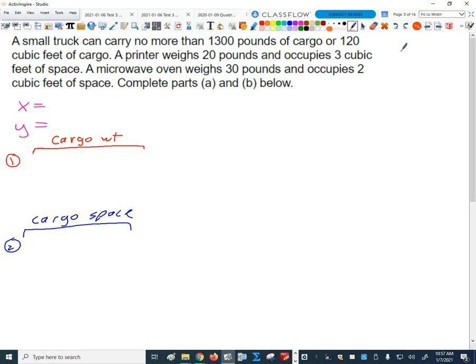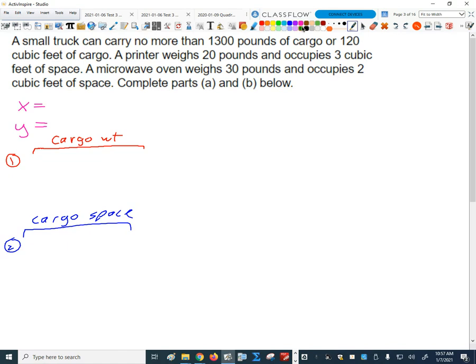Now, I didn't write the rest of the question, but what it's wanting you to do is write down the system of linear inequalities and graph it to represent all of the possible combinations of printers and microwaves that the truck could carry. Excuse me.